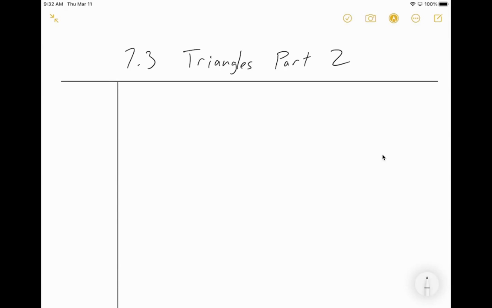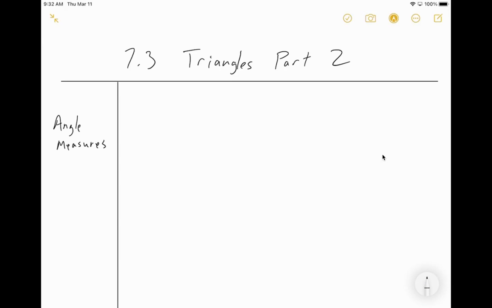All right, so today we're going to look at more information about triangles. I'm just calling it triangles part 2. All right, so write this down. Angle measures, okay? Like we talked about yesterday, there are 3 angles in a triangle.